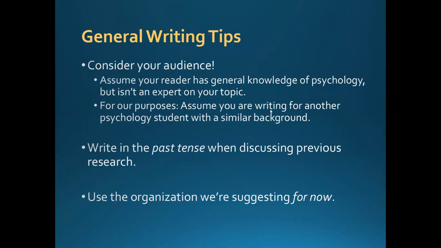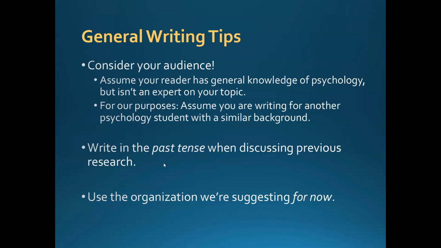All right. Some general writing tips. Just consider your audience. Assume that your reader has general knowledge of psychology, but isn't an expert on your topic. So I don't need you to define what social media is, right? I think we all know what social media is, but maybe for something like self-esteem, you might want to provide a definition of self-esteem, or maybe perceived stress. So for our purposes, assume you're writing for another psychology student with a similar background. So you don't need to describe really basic things. However, things like self-esteem or perceived stress, since they are your dependent variables, you might want to define them.